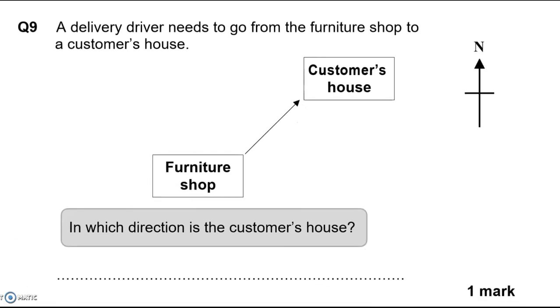The delivery driver needs to go from the furniture shop to a customer's house. In which direction is the customer's house? So we can see that is north here, and that is east. So this is in between those two, so northeast.